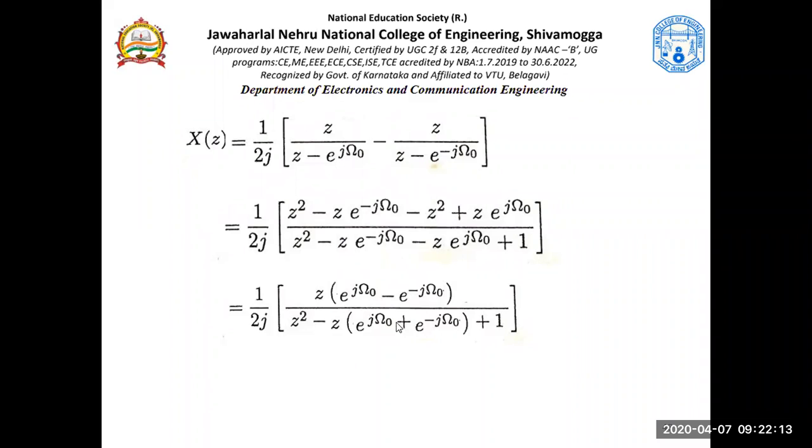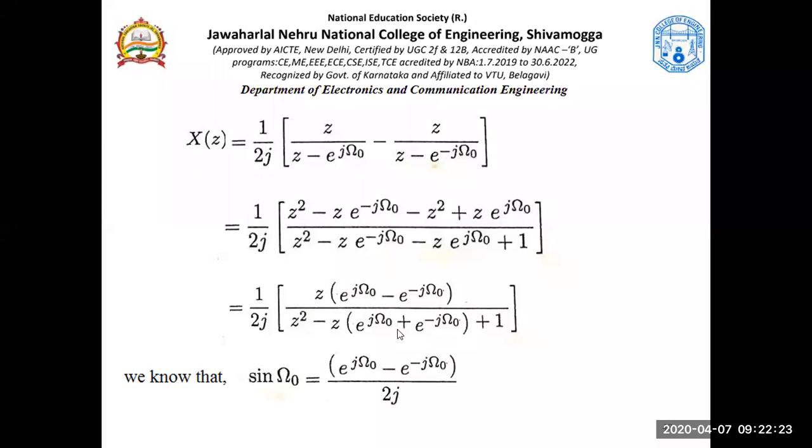Okay, so this can be expressed as a cos omega naught, and this can be expressed as sine omega naught. So here, along with these two, it is sine omega naught. And this is 2 cos omega naught, because cos omega naught is this. So that we substituted here, and we saw that ROC is greater than 1.